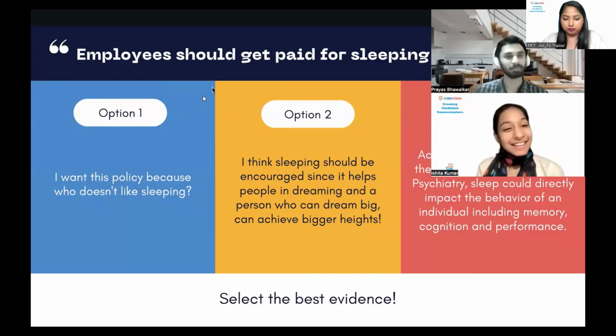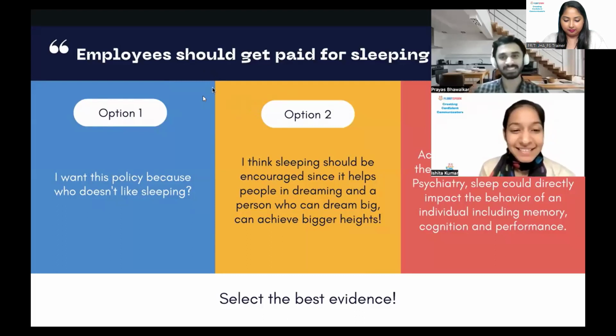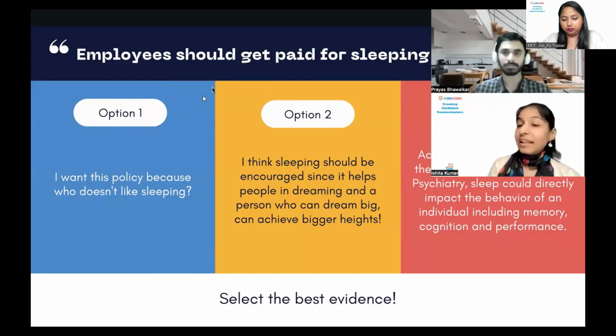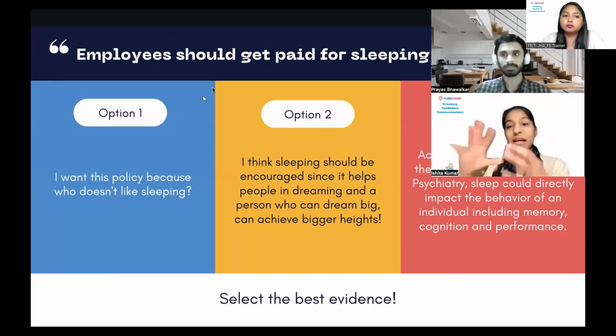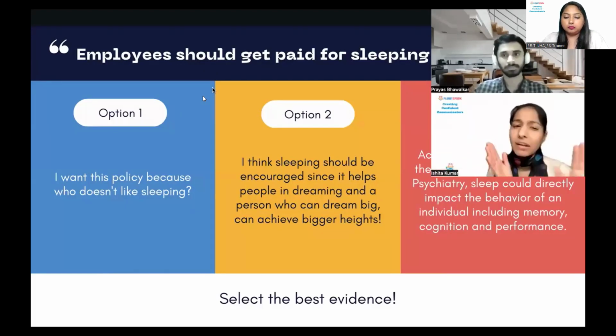I really like your prompts though. Yeah, exactly. So let's look at the third one. According to a 2015 study in the Journal of Psychology and Psychiatry, sleep could directly impact the behavior of an individual, including memory, cognition, and performance. Well, now that sounds like well-researched evidence. So I will choose option 3. Do you agree with me or disagree with me?